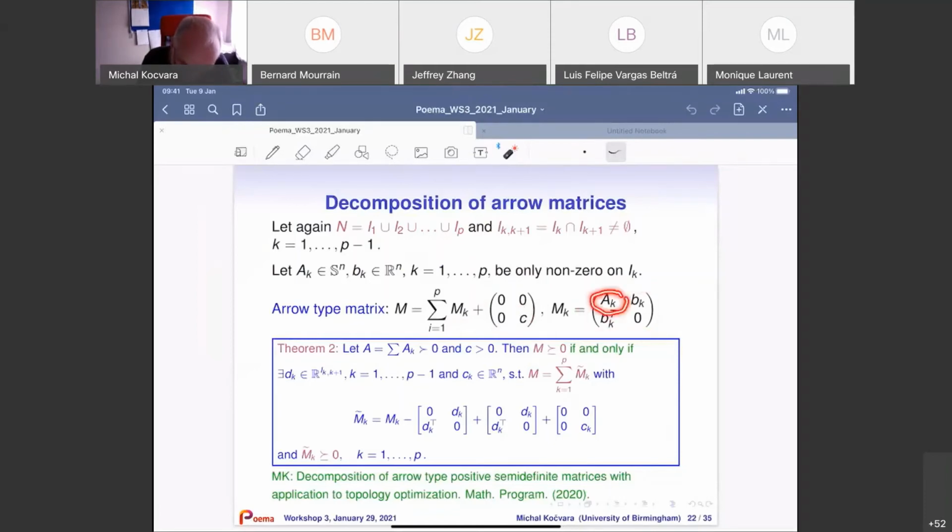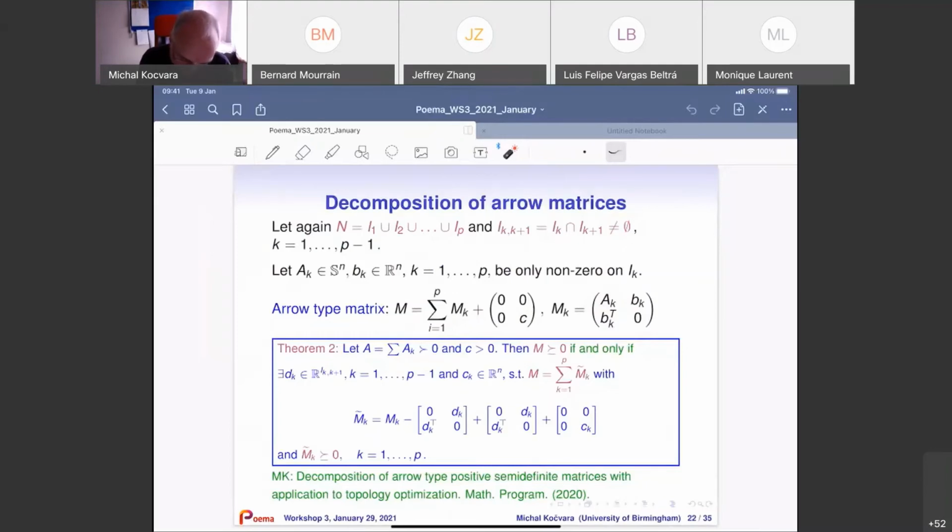And I will assume that some of those matrices Ak is a sparse matrix. And additionally, I assume, and this is what I have to pay for getting rid of the Gödel assumption, I need to assume that the sum of those matrices Ak is positive definite.